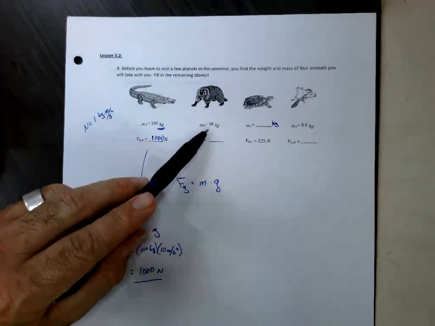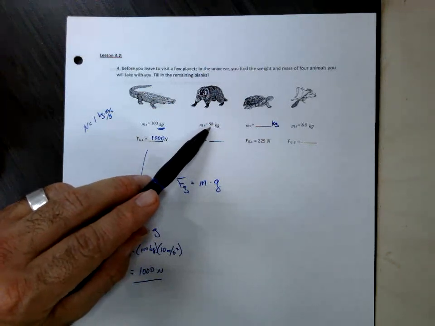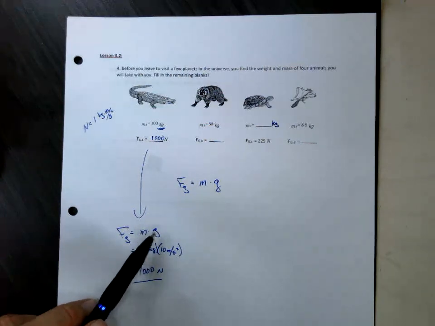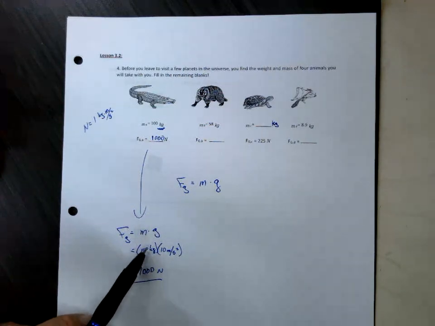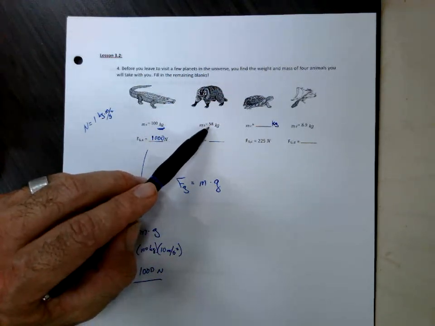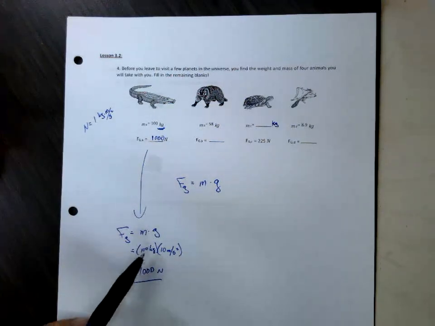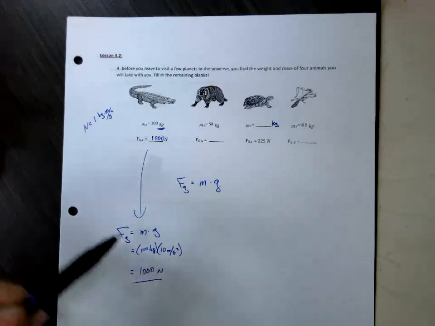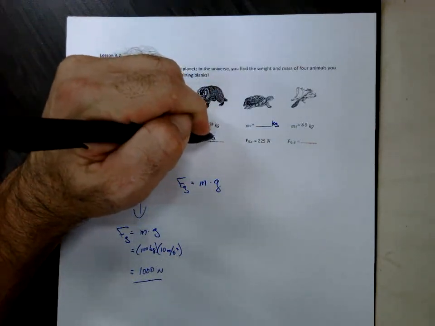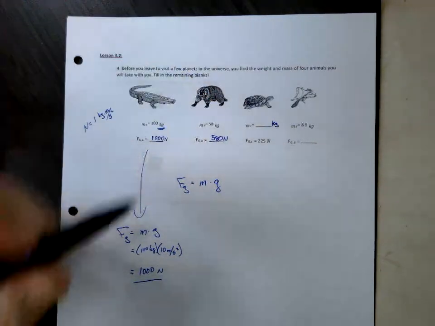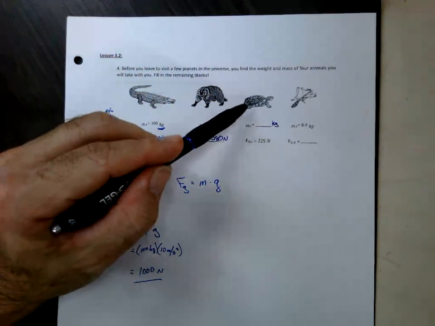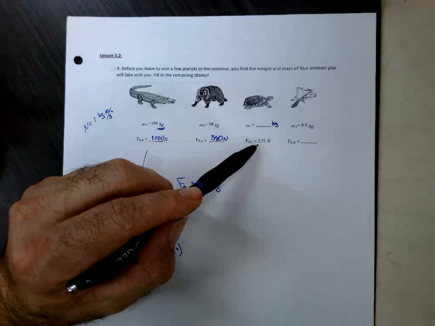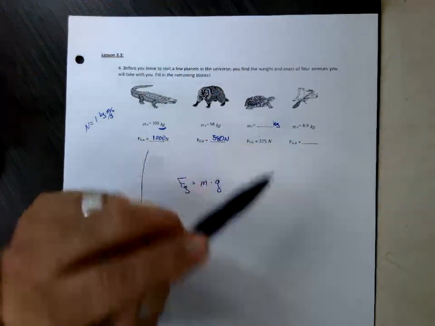Now here, the badger has a mass of 58 kilograms. We're going to do the same formula. It's mass times gravity. But instead of a mass of 100 kilograms, we're going to do 58. So 58 kilograms multiplied by an acceleration due to gravity of 10 meters per second squared is 580 newtons.